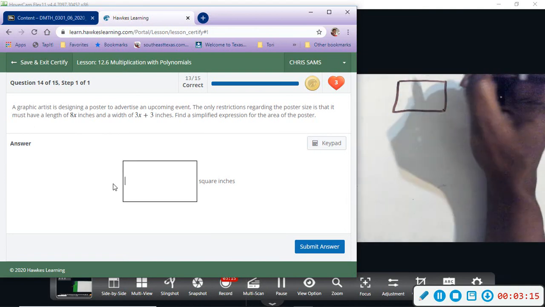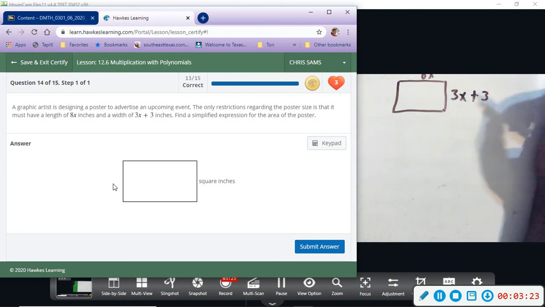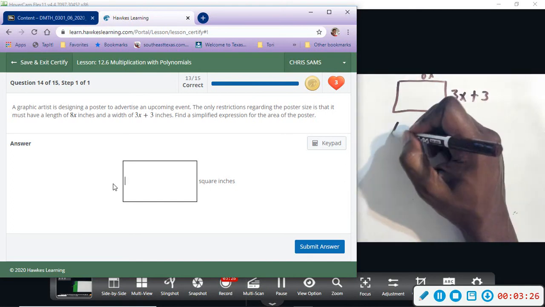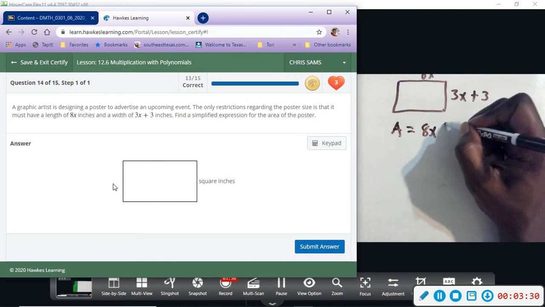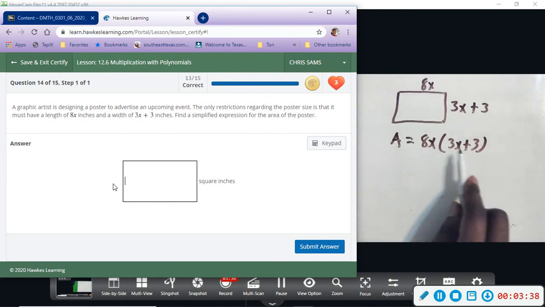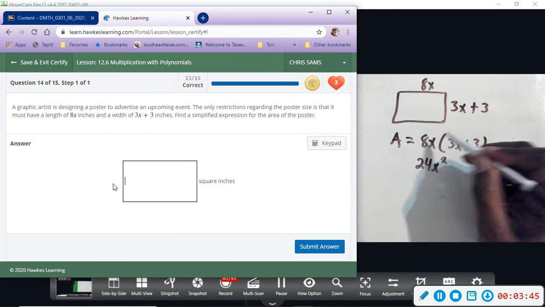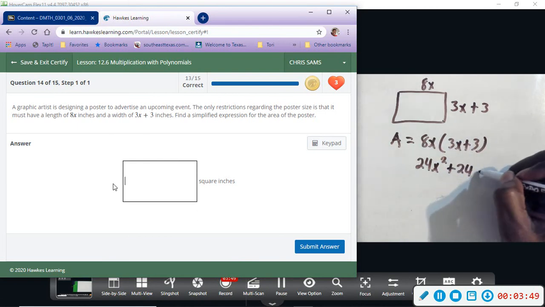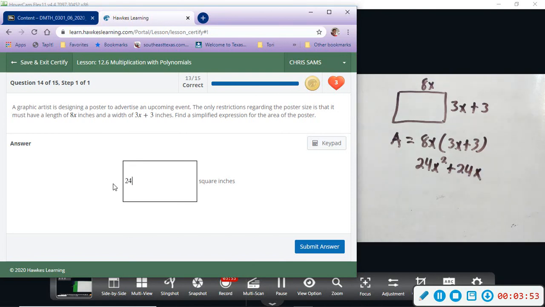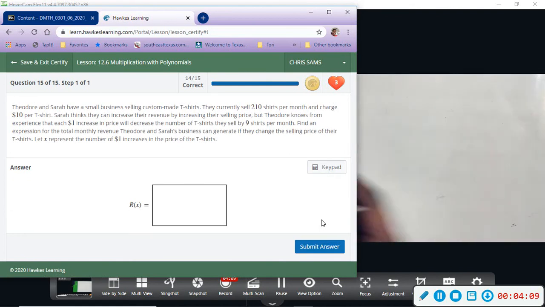So, here's what they're telling you. Length, this side is 8x. The width is 3x plus 3. To find area, you do length times width. So you want to say area equals 8x times the 3x plus 3. So they want you to be able to kind of set this up and then distribute. 8 times 3 is 24. You get 24. 1 plus 1 gives you x squared, and then 8 times 3 gives you positive 24x. Okay, so 24x squared plus 24x.